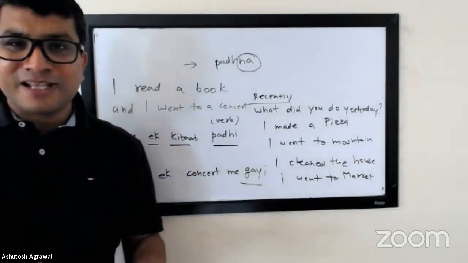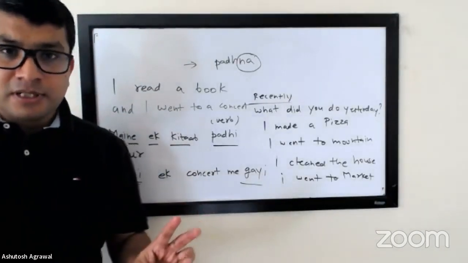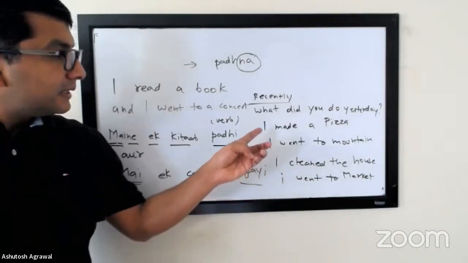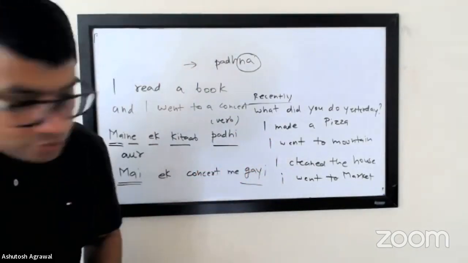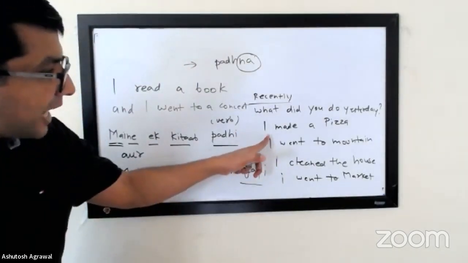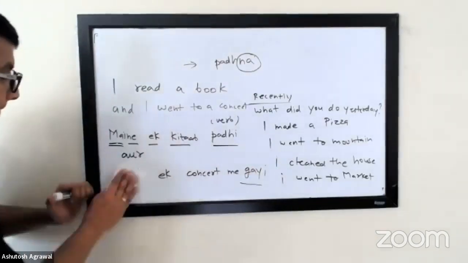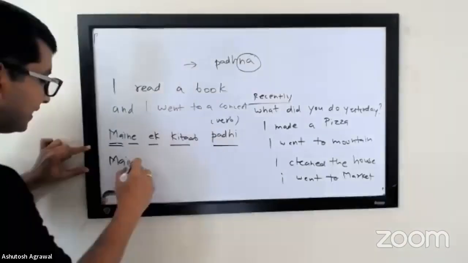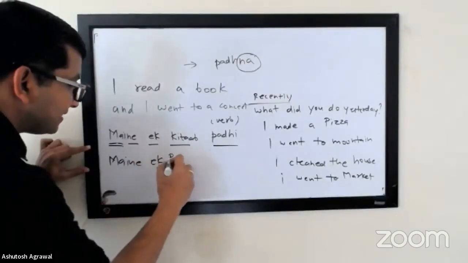Second categorization, again, like habitual past, we have done it, and this one is the recent past. Okay. Let's do some more examples. How will you say, Liya ji, I made a pizza? कल मैंने एक पिज्जा बनाया. Very good. Right? You say मैंने एक पिज्जा बनाया.